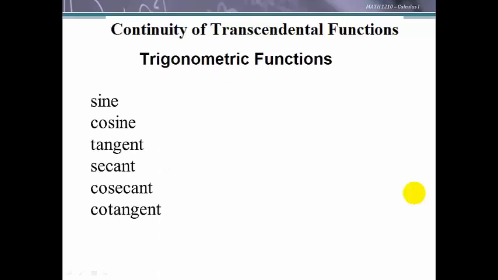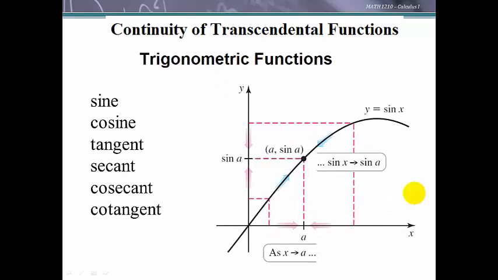So let's look at some of the transcendental functions. Let's look at the trig functions. Of course, sine is easy to see. We've got continuity. If we just looked at the graph and we picked any point A, we can see that the limit as we approach A is the same as the function value at A. Sine is a continuous function. Cosine would be the same because they look very similar, just phase shifted by pi over 2.